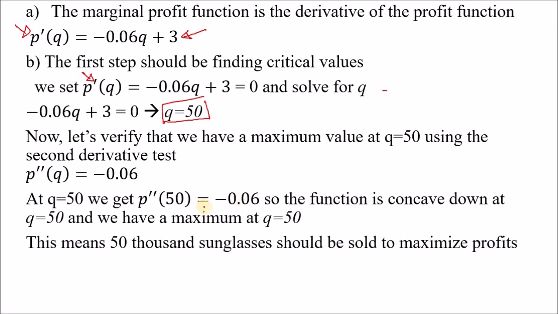So if the second derivative is less than 0, that means the function is concave down. If it's concave down, then we're going to have a maximum at that point. So this means 50,000 sunglasses should be sold to maximize profit.